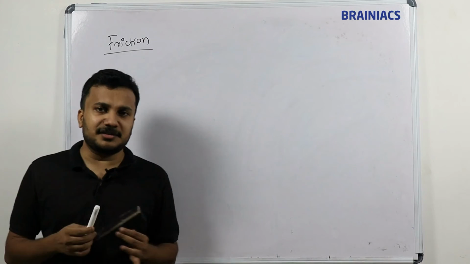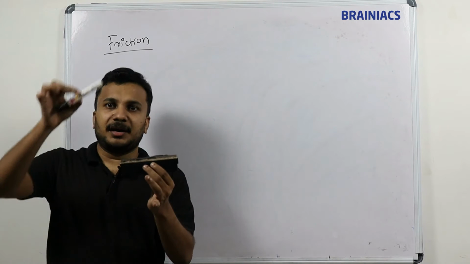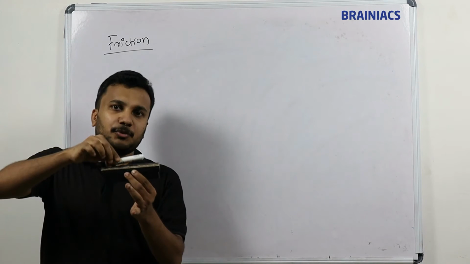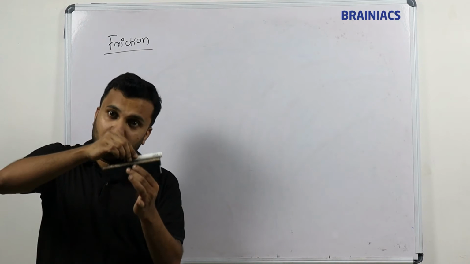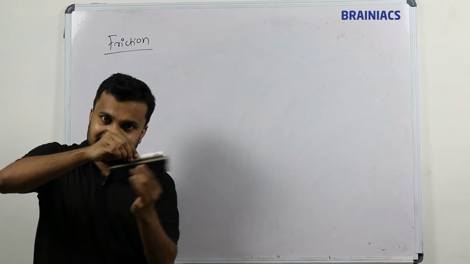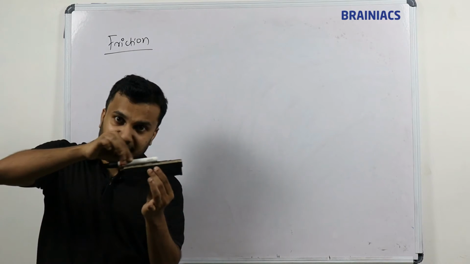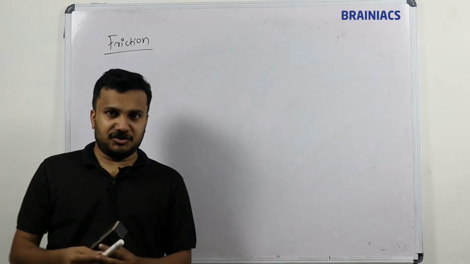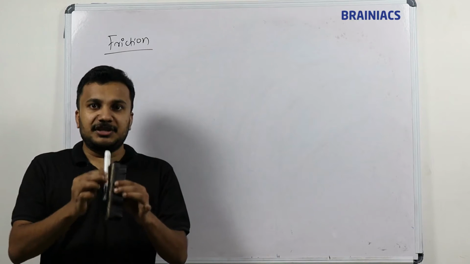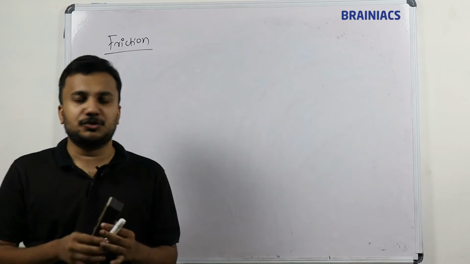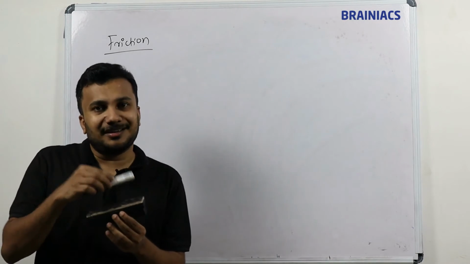Suppose you can see in my hand I have a duster and a marker pen. If I am trying to move this pen on top of the duster, or if I am trying to move the duster below the pen, or if I am trying to move the pen above the duster, in both cases, or in another way, if these two are moving relative to each other, there are different types of motion. This type of motion is called relative motion.